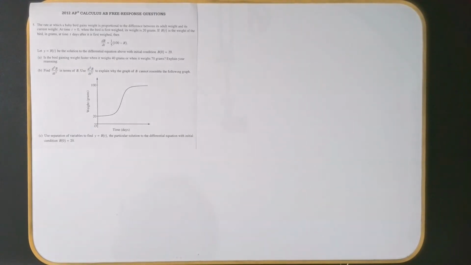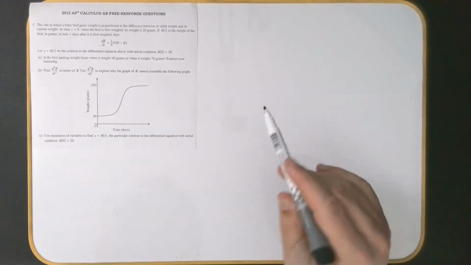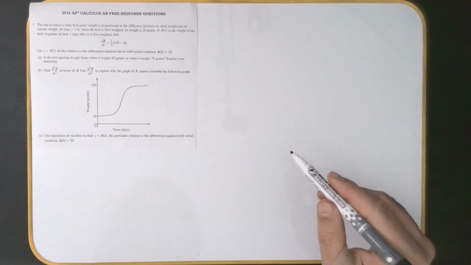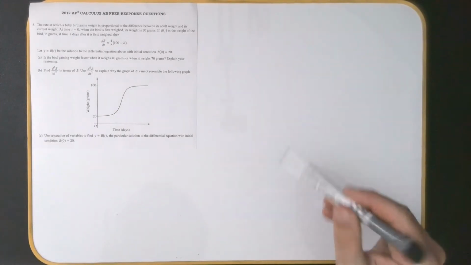So let's read and see what we're dealing with here. Well, it says the rate at which a baby bird gains weight is proportional to the difference between its adult weight and its current weight. Well, if you're not used to this lingo, or you haven't done this for a while, it was actually very common in algebra class, it's when something is proportional. When you have two items that are proportional, it's really no different than saying that you have a direct relation. If you think back to Algebra 1 when you had direct relations and inverse relations.